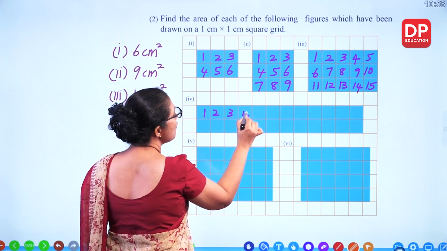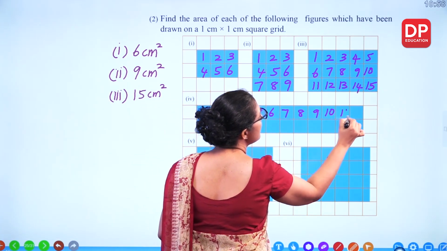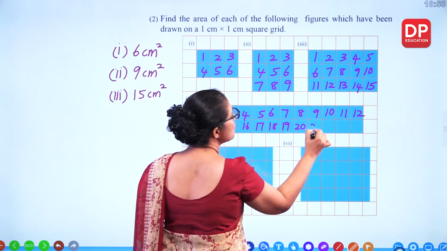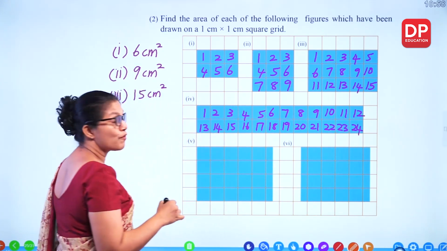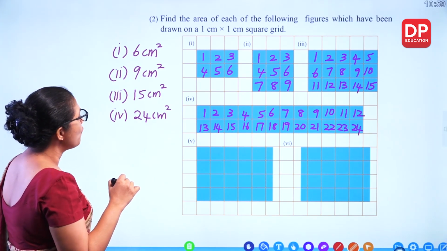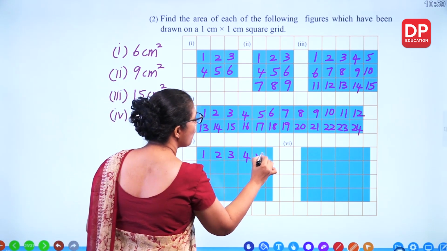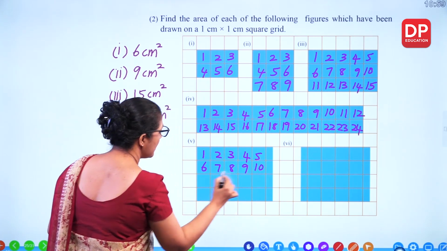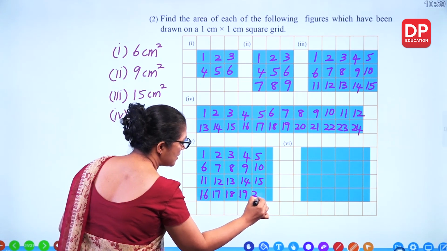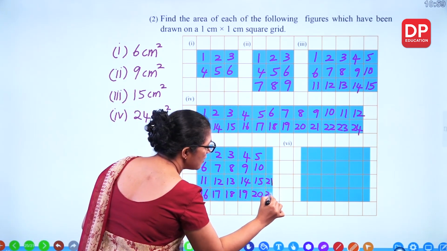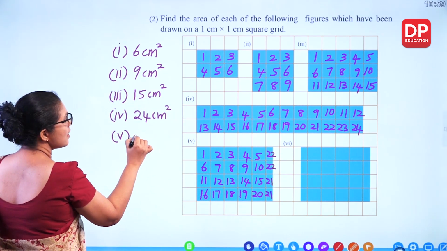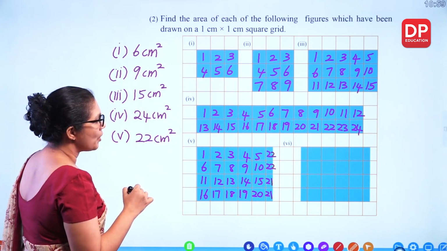Fourth one. 1, 2, 3, 4, 5, 6, 7, 8, 9, 10, 11, 12, 13, 14, 15, 16, 17, 18, 19, 20, 21, 22, 23, 24. 24 squares are there. That means area is 24 square centimeters. What about fifth one? 1 to 20. Now see, this and this, 21, half and half makes one square, and this 22. So 22 square centimeters.